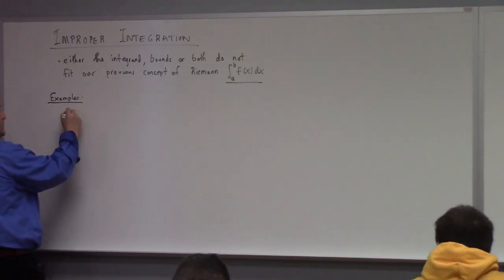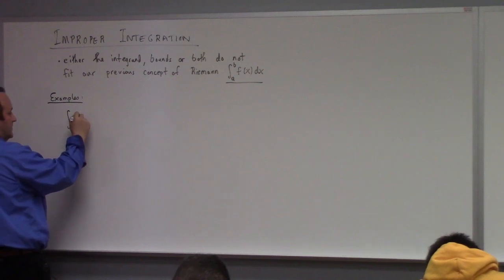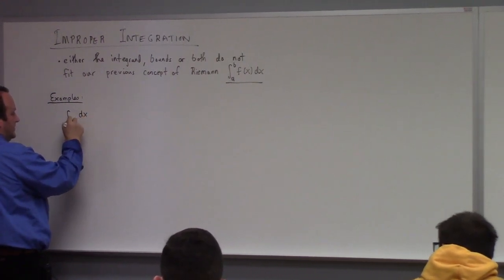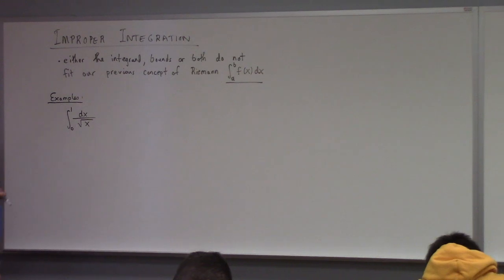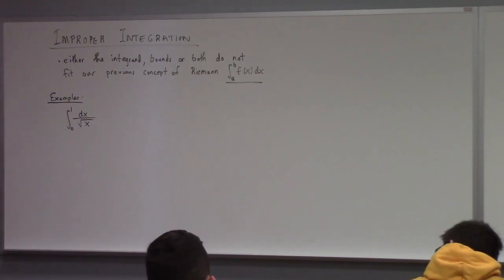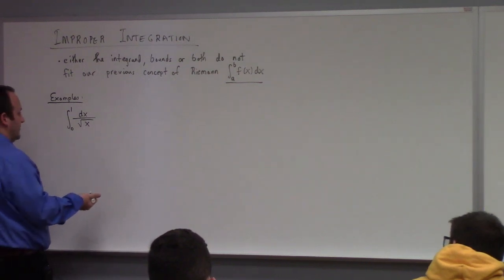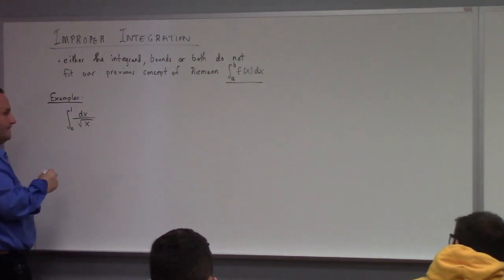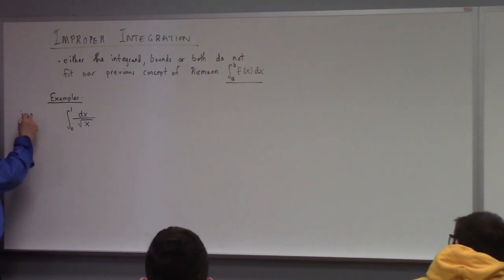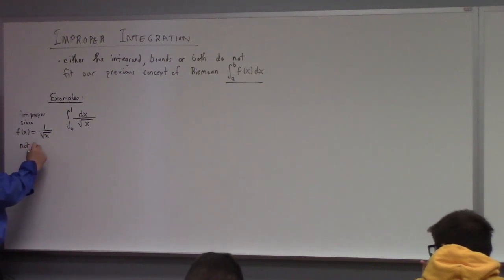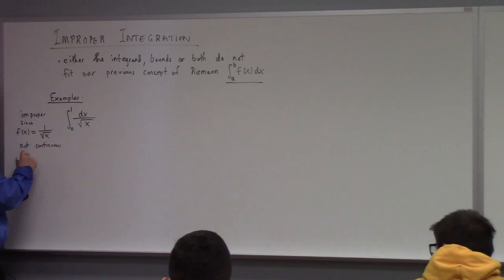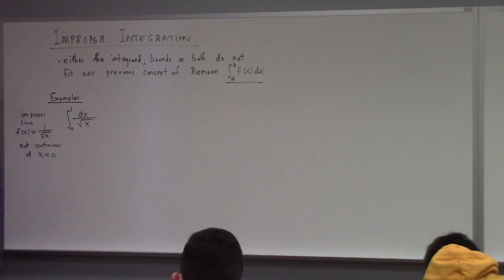We could have something like the integral of dx divided by the square root of x from 0 to 1. What's the trouble here? Why is this improper? Here f of x is 1 over the square root of x, which is not continuous where? So this is an improper integral. How do we make sense of this?